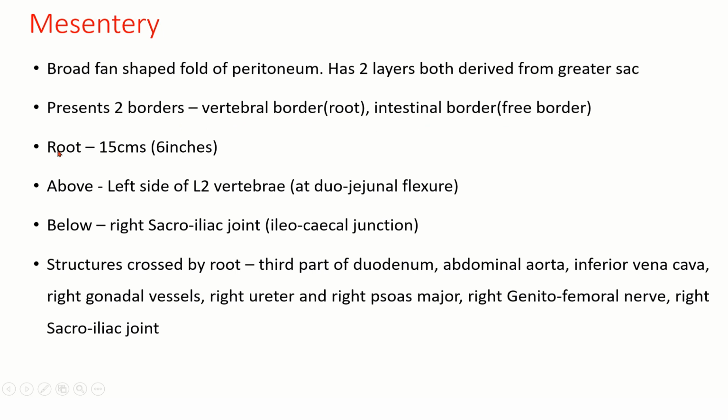If you see the vertebral border, it's also called the root. It's approximately 15 centimeters or 6 inches. Above, it is attached to the left side of the L2 vertebra at the duodenojejunal flexure. Below, it is attached to the right sacroiliac joint. It is at the ileocecal junction.